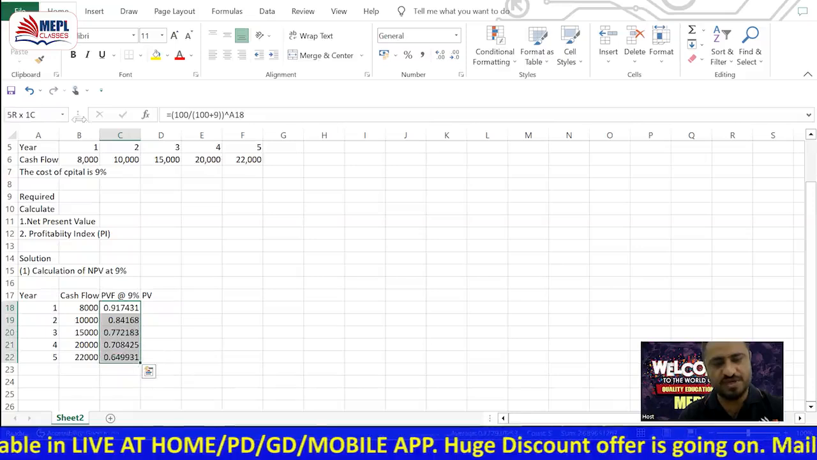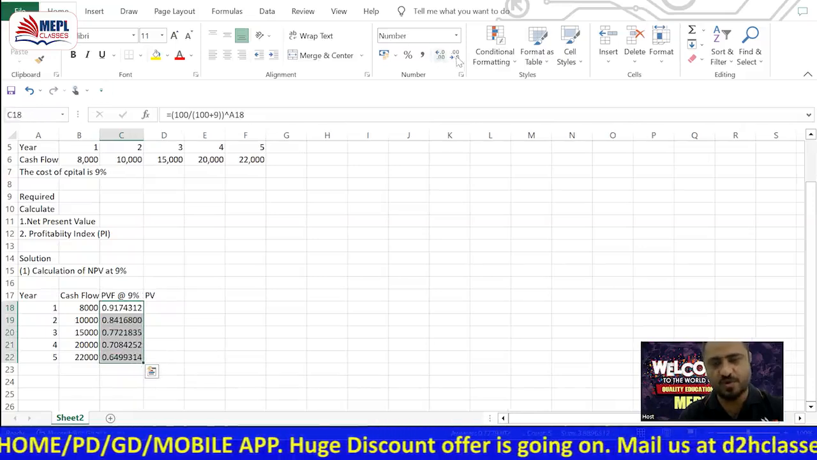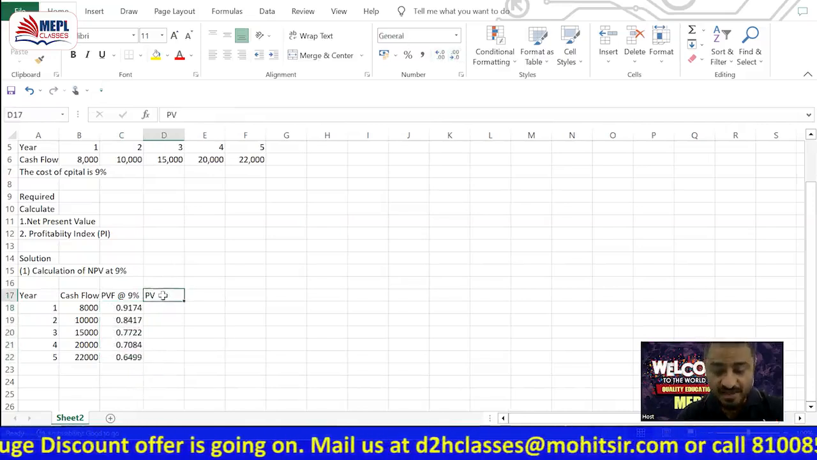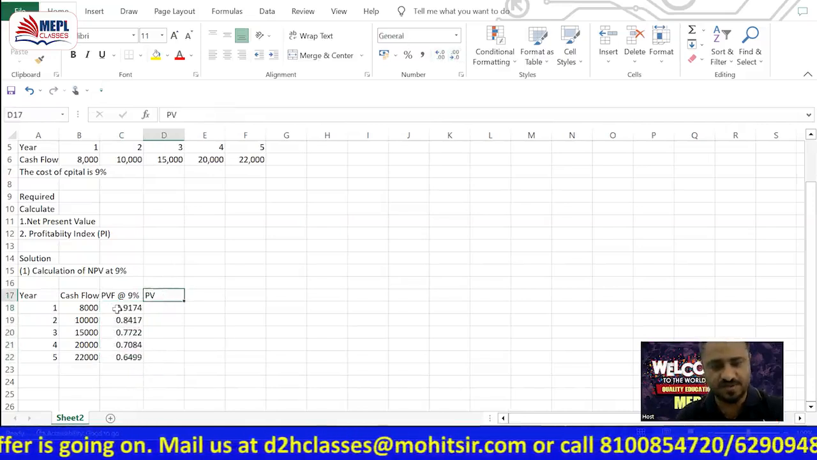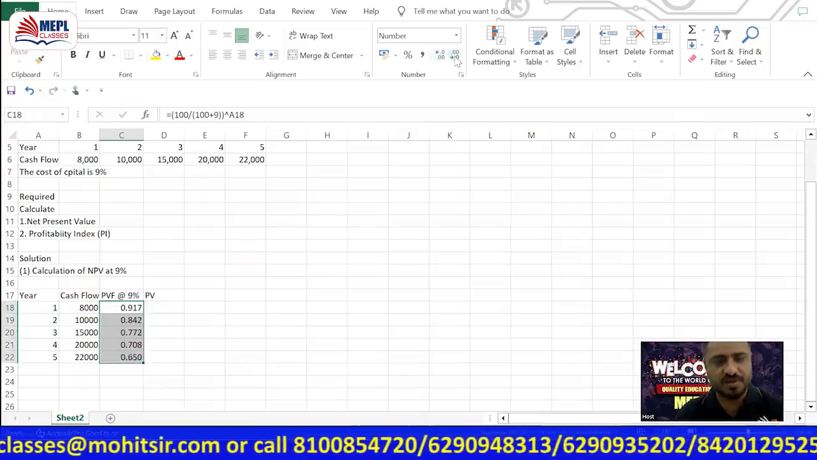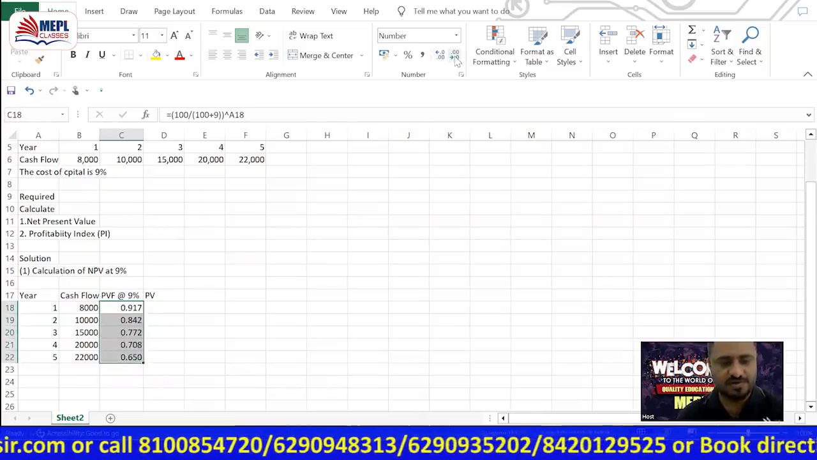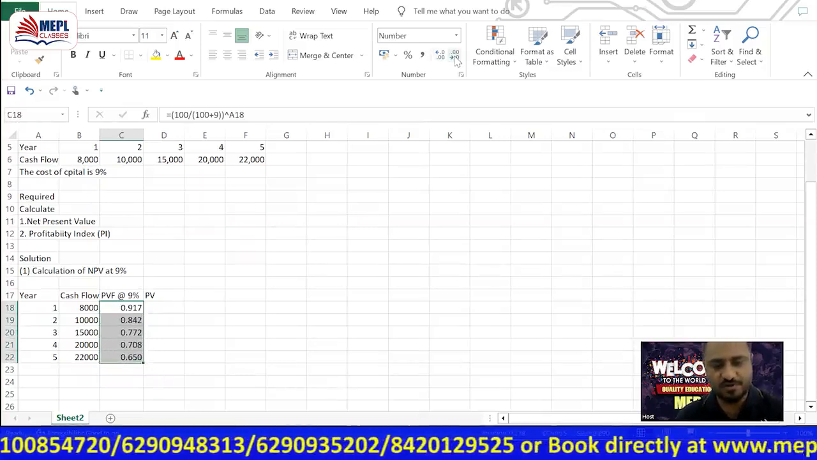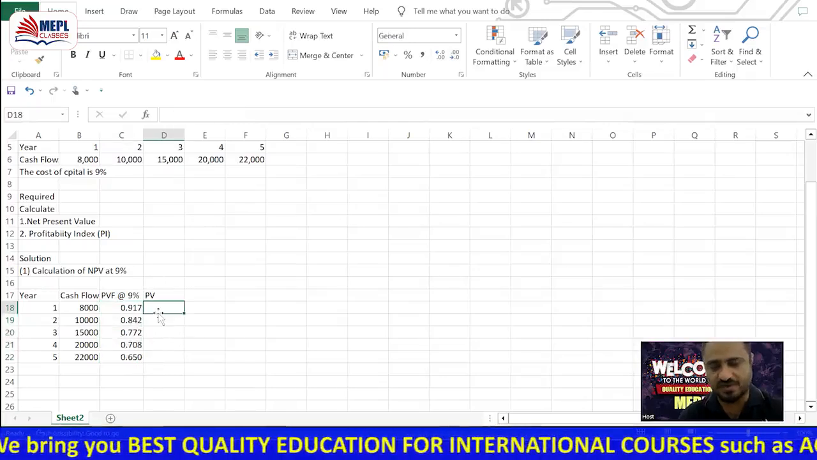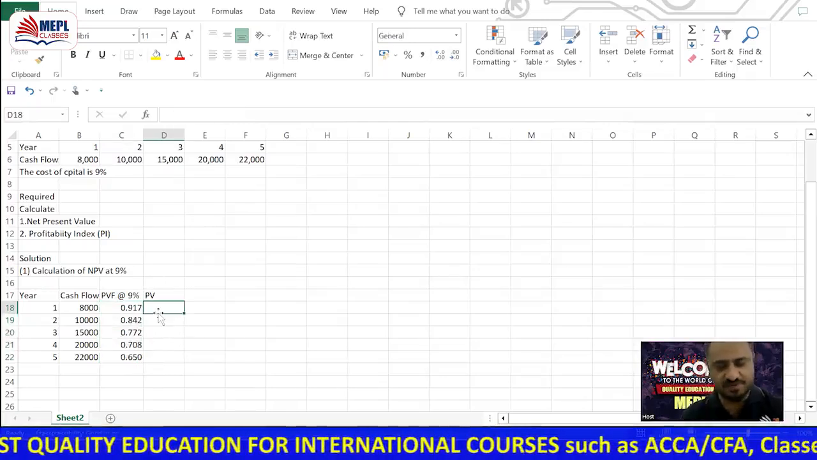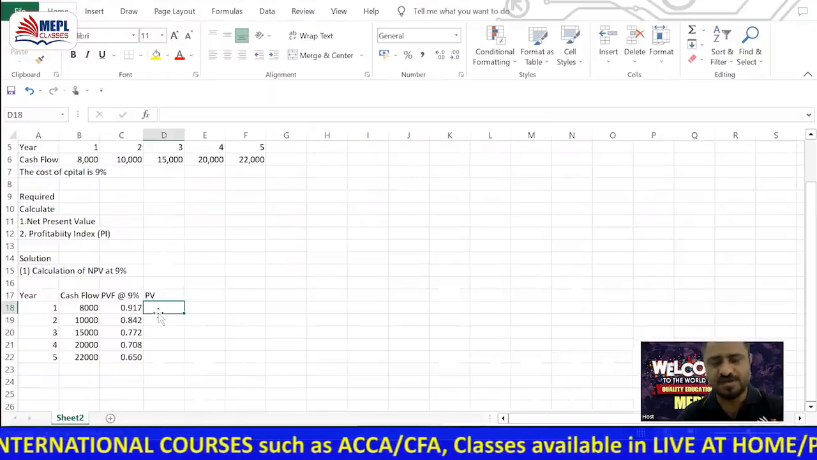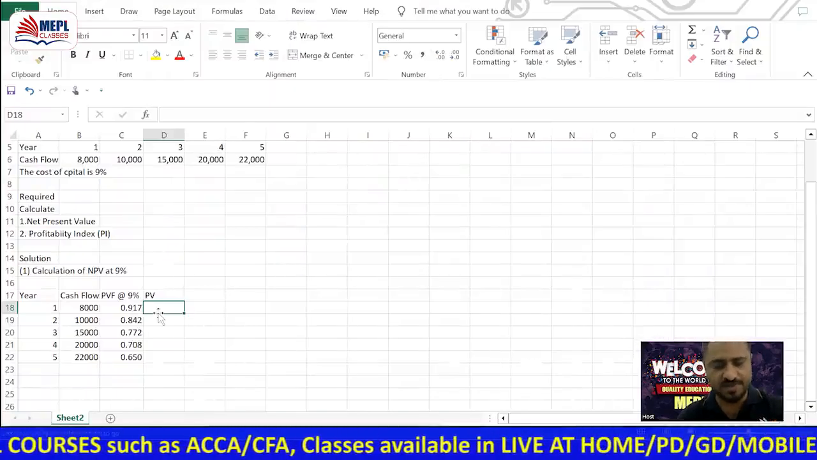You can use up to 3 decimals if you want, or more are also good, but it is expected to use at least 3 decimals. Okay, 4 decimals are also good, no worries. So by now you should remember 0.917, 0.842, 0.772, 0.708, and 0.650 are the present value factors. Many times it will be given. If you look at the study material, these factors are generally given in the examination.